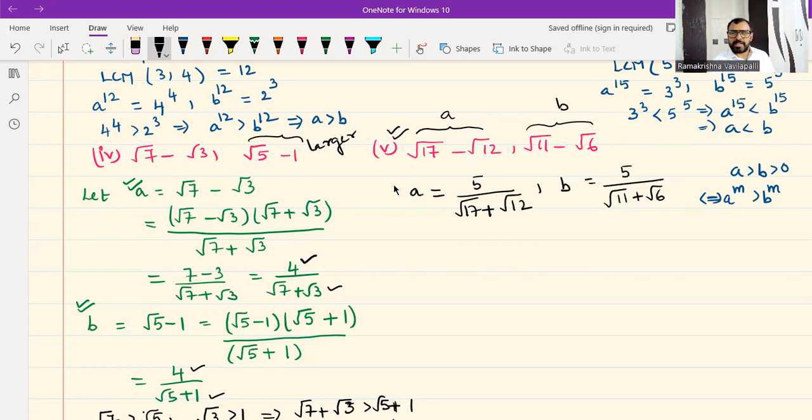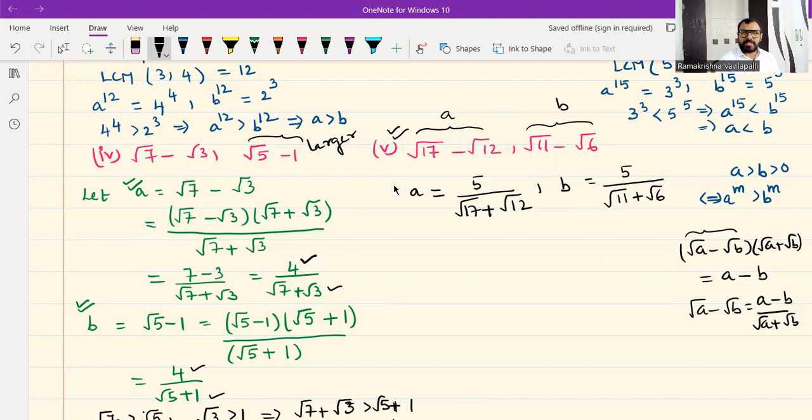Or you can use another technique: root A minus root B into root A plus root B equals, this is x plus y into x minus y. So you will get here A minus B. We want root A minus root B. That's equal to A minus B by root A plus root B. Here I am writing root A minus root B equal to A minus B by root A plus root B.